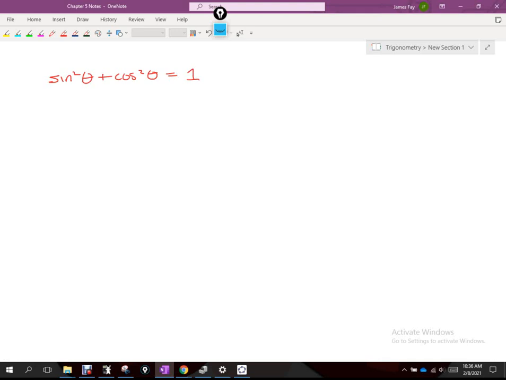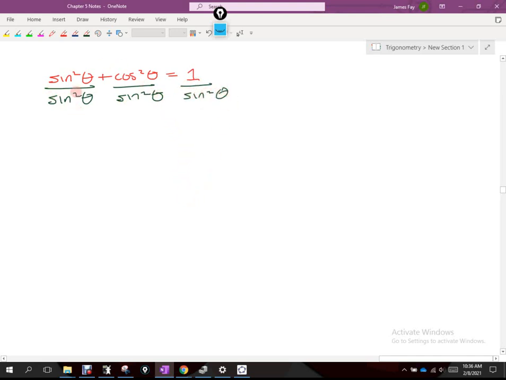So that's kind of boring. There's two other things up there that I could divide by. I could divide everything by sine squared, or I could divide everything by cosine squared. We're going to have to do both, so let's just choose one. Let's just divide everything by sine squared. So I'm going to divide this by sine squared theta. I'll divide that by sine squared theta. And I'll divide that by sine squared theta.